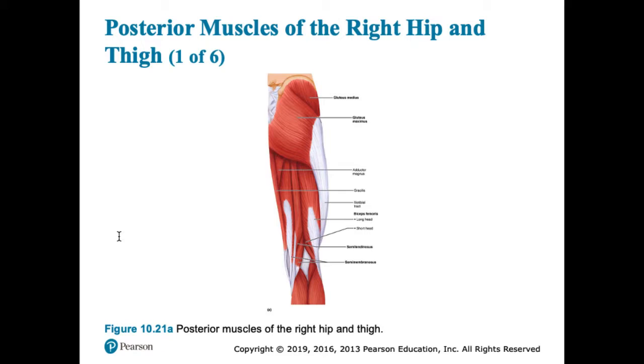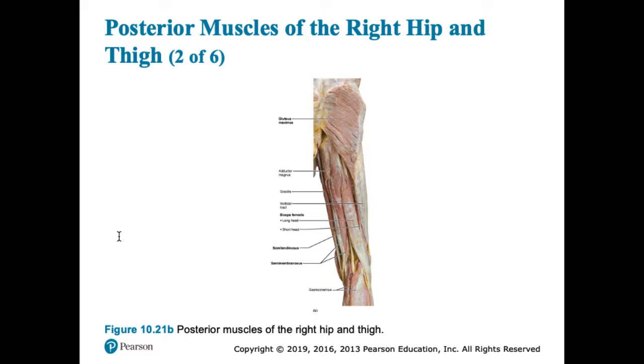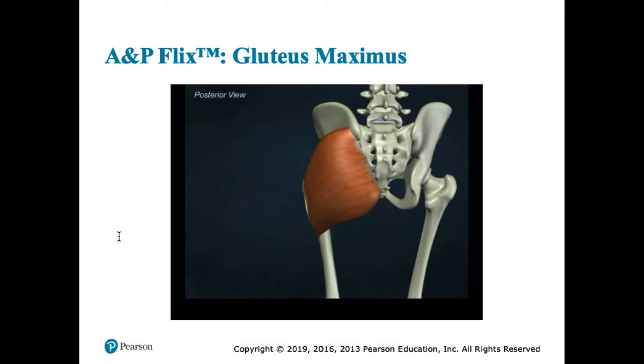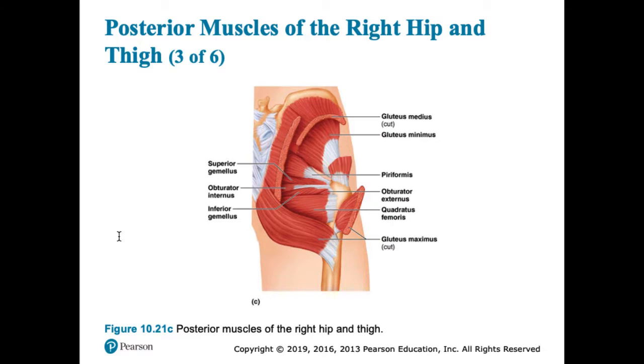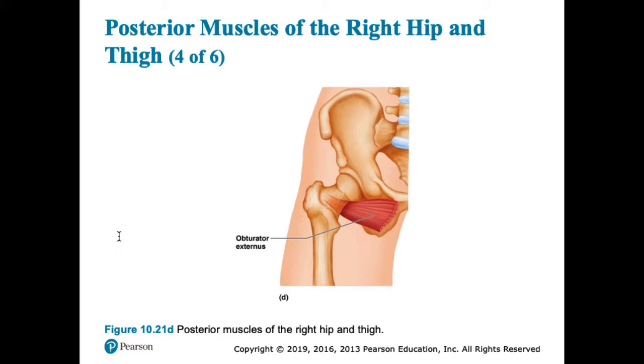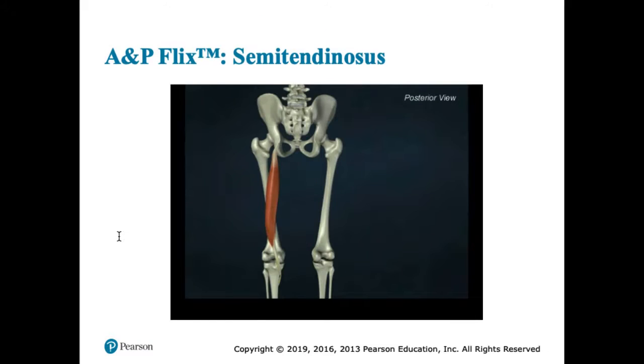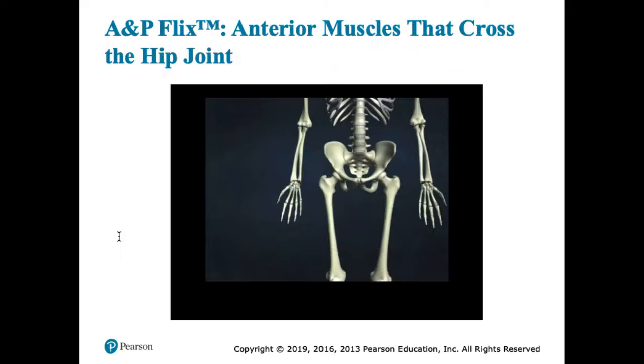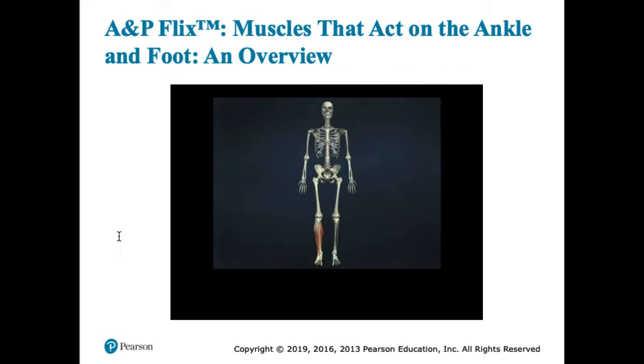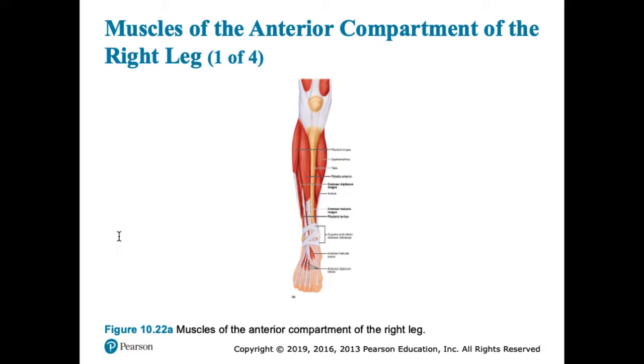These are the posterior muscles of the right hip and thigh, making sure you know each one of those. There it is on the cadaver as well. And, of course, making sure you look at each one of those and memorizing those video Flix. Posterior muscles of the right hip and thigh, you can see those as well, making sure that you look at each one of those in different layers. Again, there's the cadaver version of that, and making sure you're making it through each one of those. So there's a lot there too.